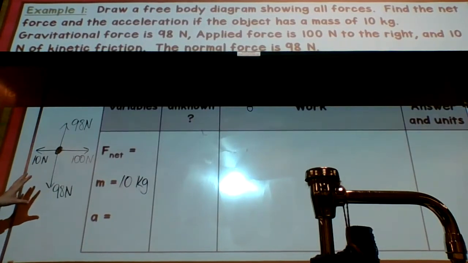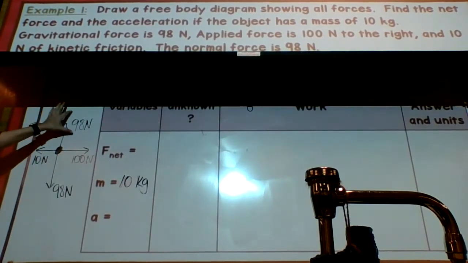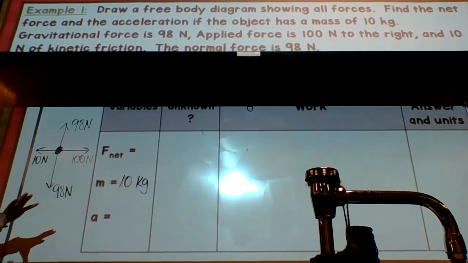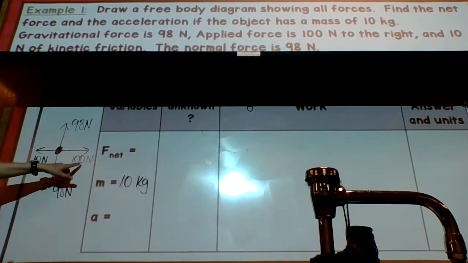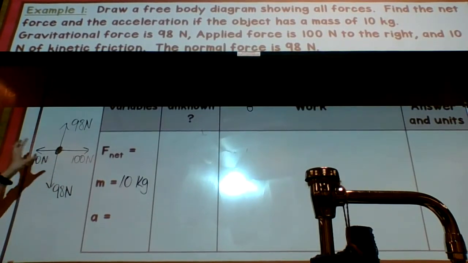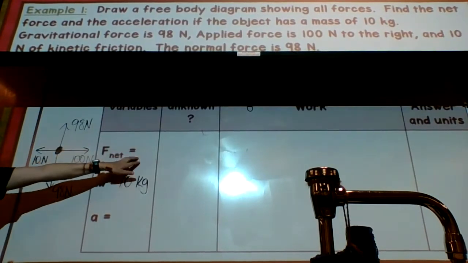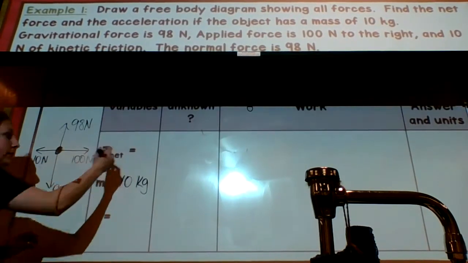Net force. We've done this, all right? So if I'm calculating net force, opposite arrows subtract. So my up arrow and down arrow cancel out. Do y'all see that? They're both 98, so they cancel each other out. I'm going right at 100 newtons and left at 10 newtons. So what's the difference in that? 90. So 90 is my net force. 90 is going to be part of my problem.